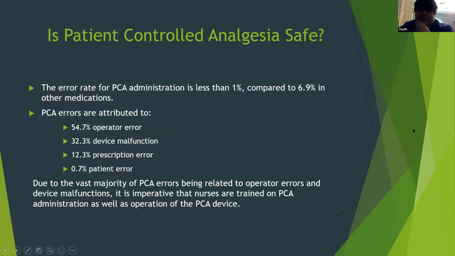Is PCA safe? The error rate for PCA administration is less than 1% compared to 6.9% in other medications. The majority of PCA errors are attributed to operator errors, and then finally device malfunction, prescription errors, and patient errors. So with this study, we know that it is very important to thoroughly train the nurses and the healthcare providers that are using these PCA pumps to try and reduce the amount of errors.